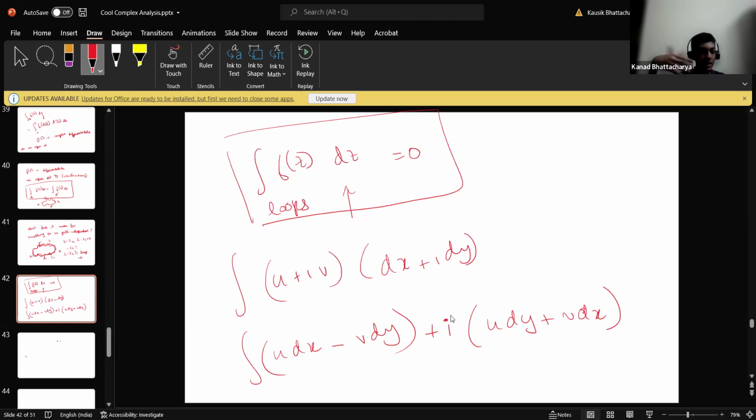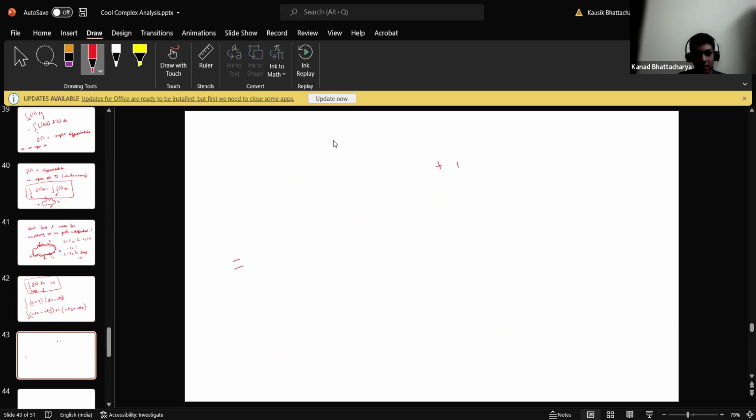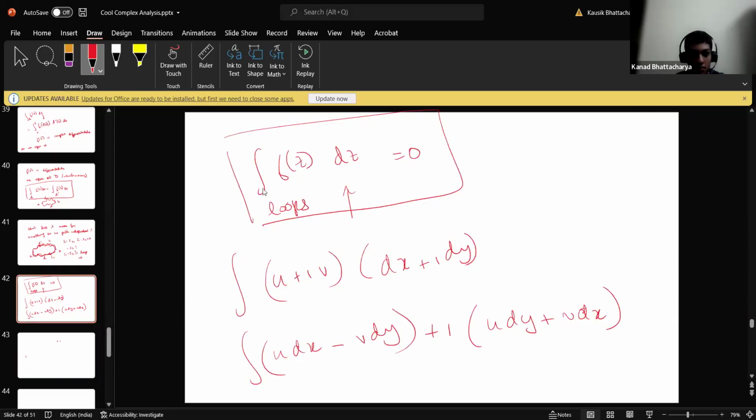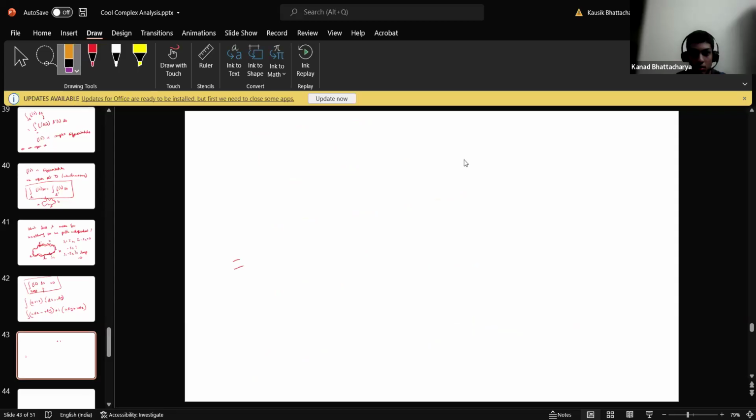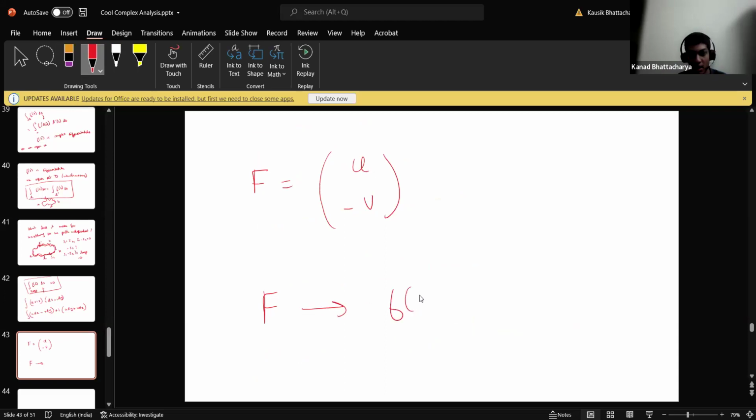Okay, so we are going to try to interpret this f as a vector field. Like I was saying, interpreting f as a vector field is a really cool idea. Look at the vector field. Let's define the vector field big F as u, minus v. So this vector field is basically the vector field corresponding to the complex conjugate, right? Instead of looking at the vector field u, v, we are looking at u, minus v.